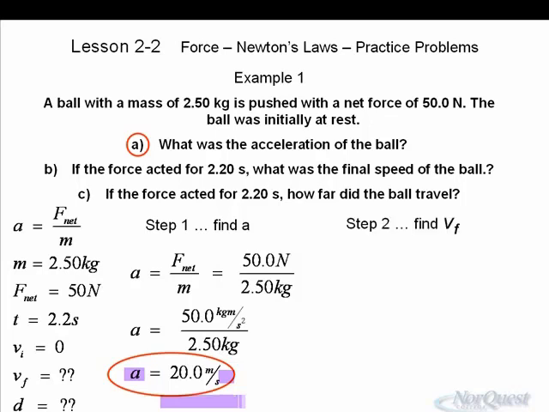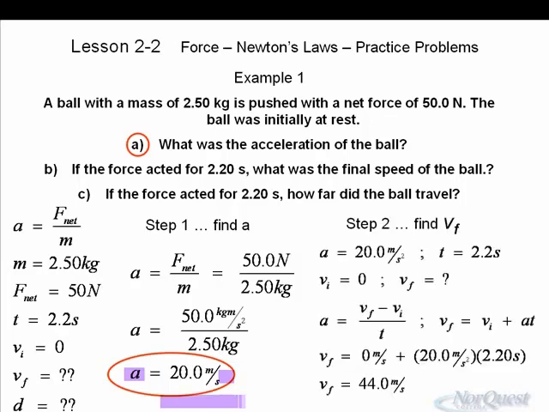Okay, now that we know the acceleration, we could use it to solve for the final velocity, given that the acceleration is 20 meters per second squared, the time is 2.2 seconds, the initial velocity is 0. Which equation could we use to solve for final velocity? Well, most likely that first kinematic expression that we derived earlier on, isolated for Vf. And Vf is equal to Vi plus At, or 0 plus 20 times 2.2. We get a final velocity of 44 meters per second, or a final speed, in this case, of 44 meters per second.